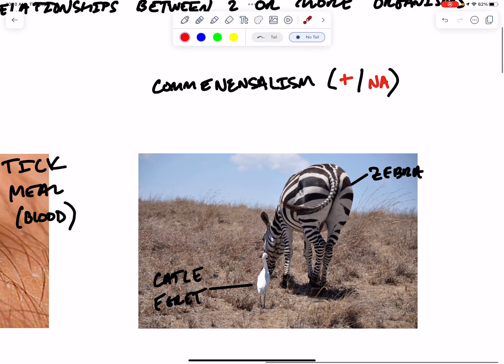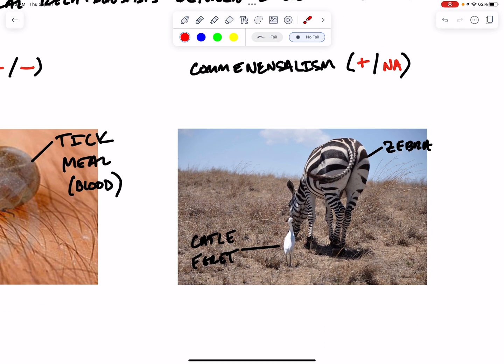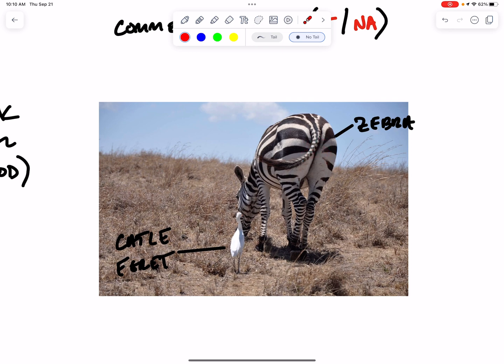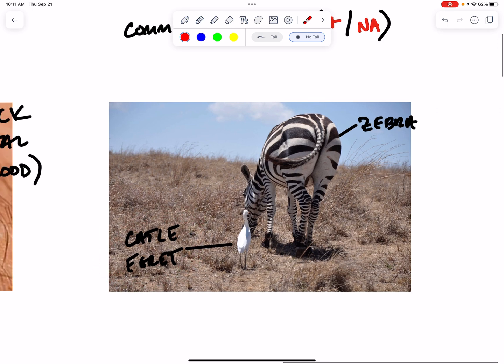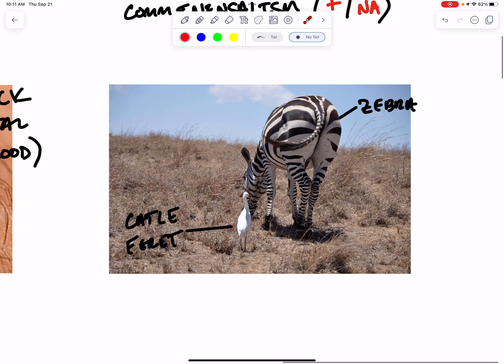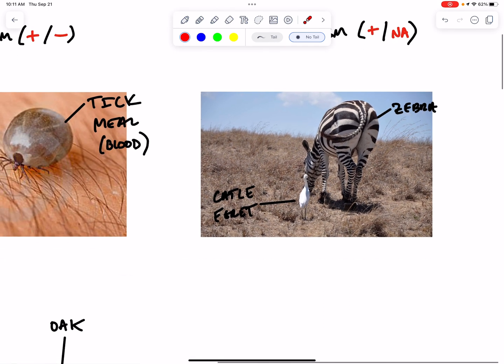The way this relationship works is that the zebra is living its life on the savanna, out minding its business, eating the grass. As it's wandering around the savanna, it is kicking up dust and dirt and also tiny little bugs. The cattle egret follows the zebra around and eats the little bugs that are driven out of the grasses as the zebra grazes. So the zebra is totally unaffected by this relationship, whereas the cattle egret is benefiting from the zebra scaring up small insects for it to consume.